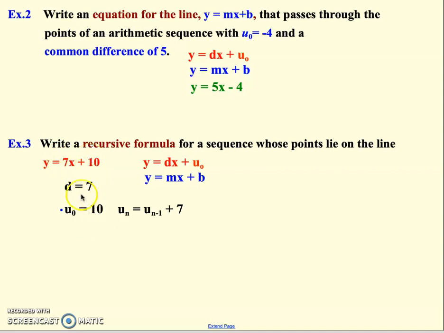What is my u sub 0? That's actually part of the overall rule. And then here comes the formula rule, which is previous term plus 7. So previous term plus common difference. So in these two problems, all we're trying to do is have you see that transition from one to the other and what things are connected ideas, which are definitely slope and common difference and y-intercept and u sub 0.